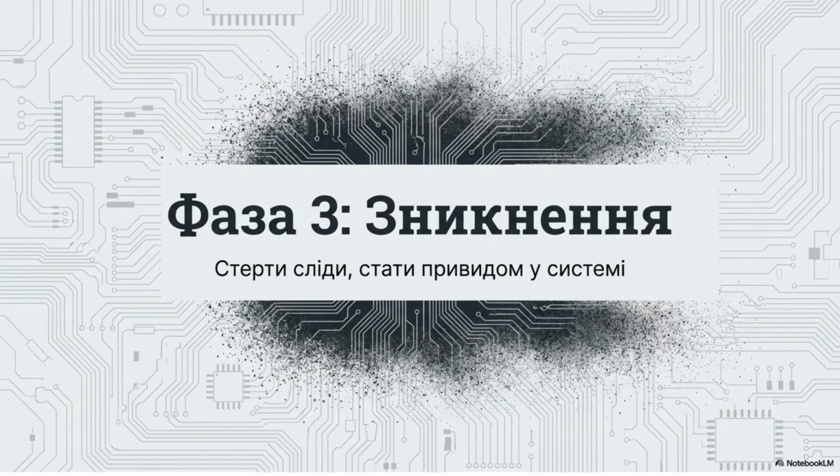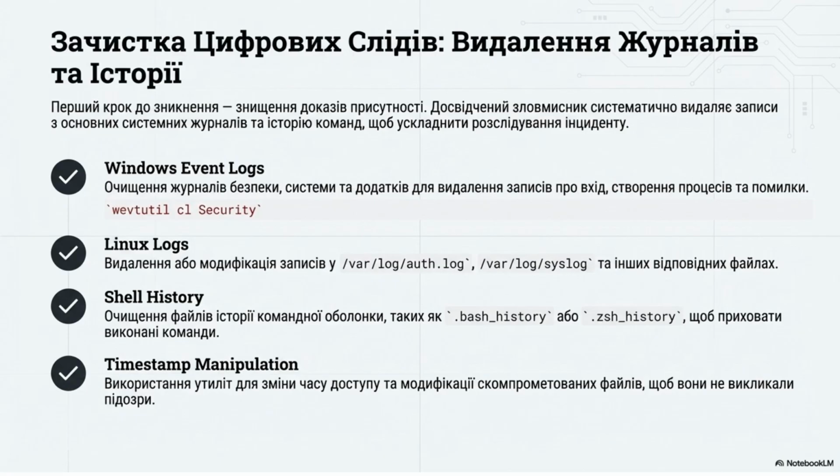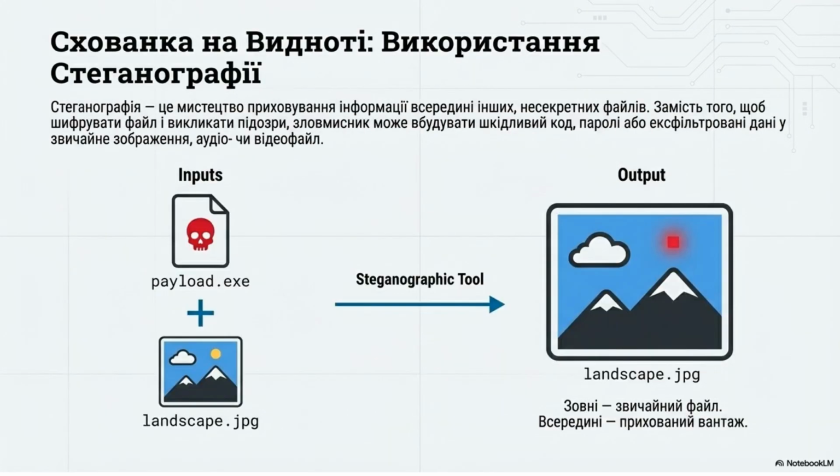Phase 3. Vanishing. The final step is to erase all traces and become a ghost in the system. Digital trail cleanup involves deleting logs and history. This includes clearing Windows event logs using "wevtutil", modifying Linux logs, cleaning shell history, and manipulating timestamps of compromised files to avoid suspicion. Steganography is the art of hiding information within other, non-secret files.